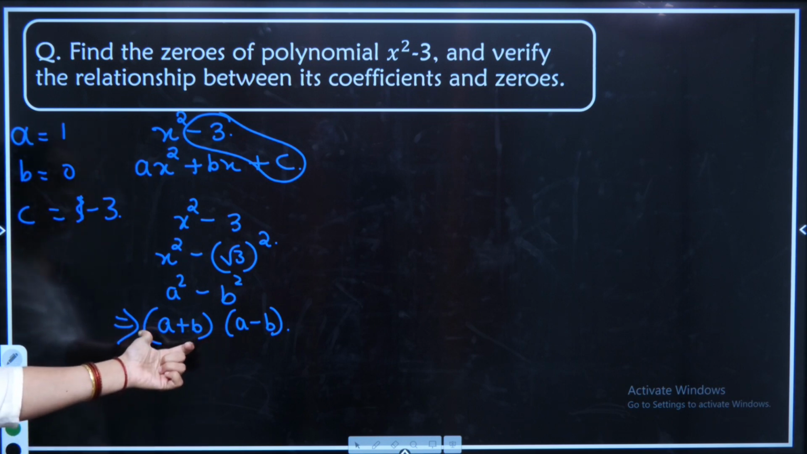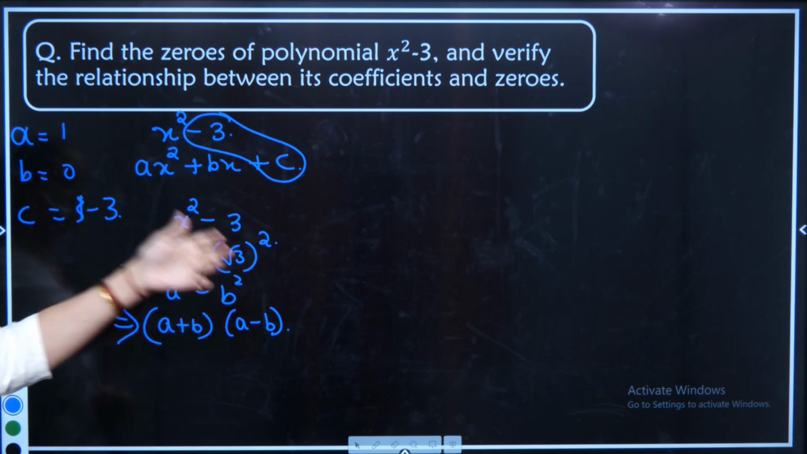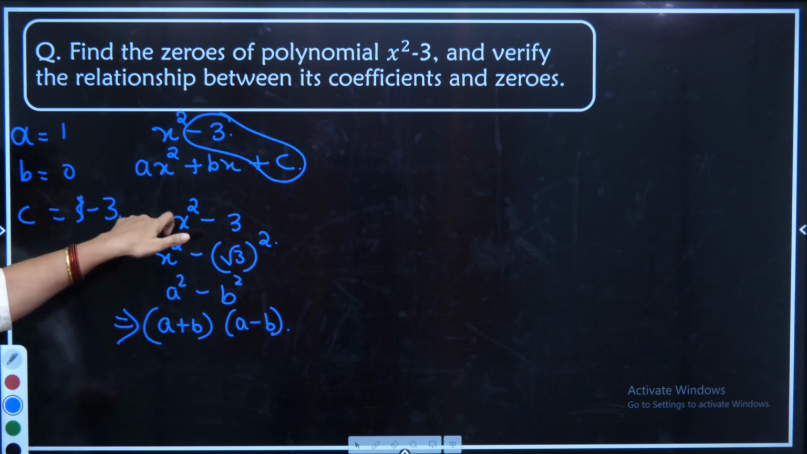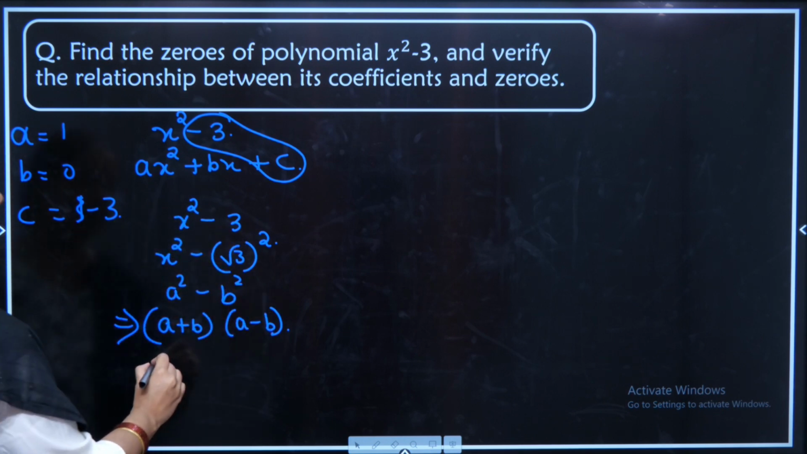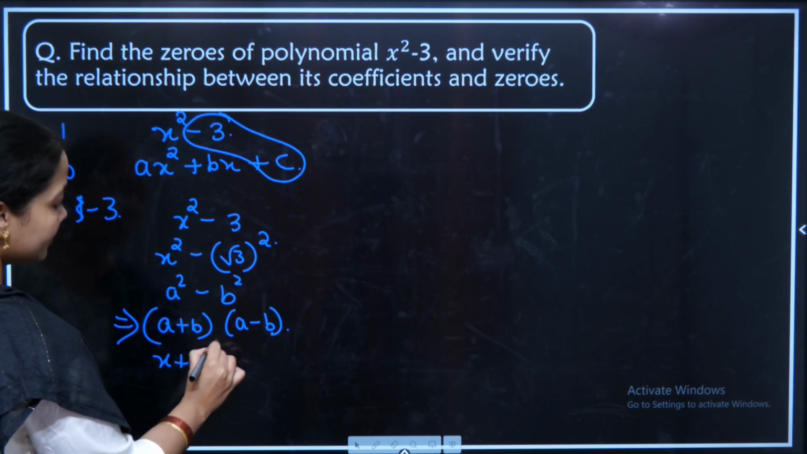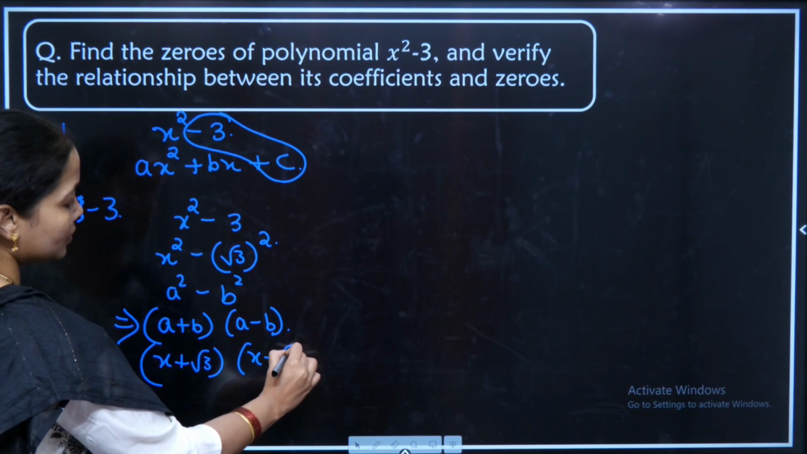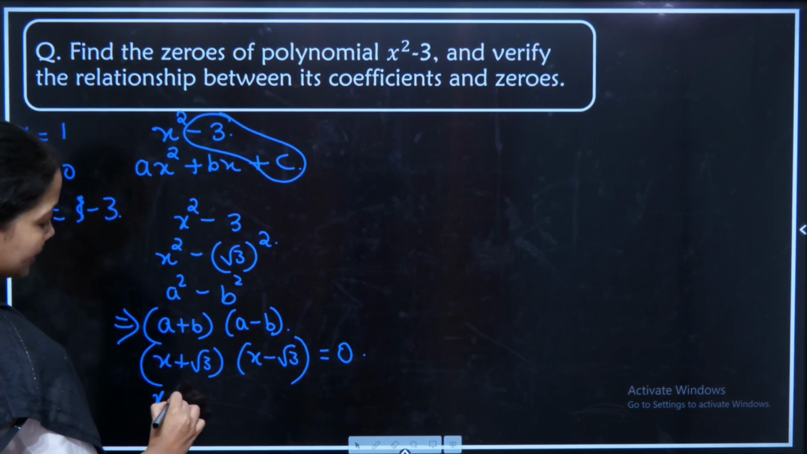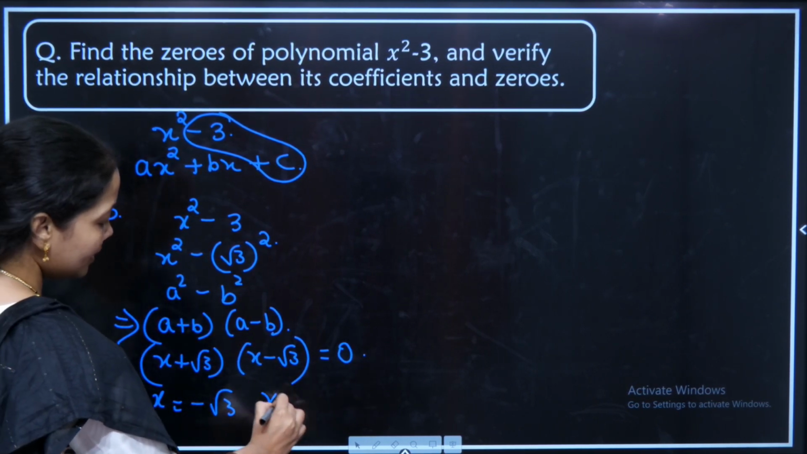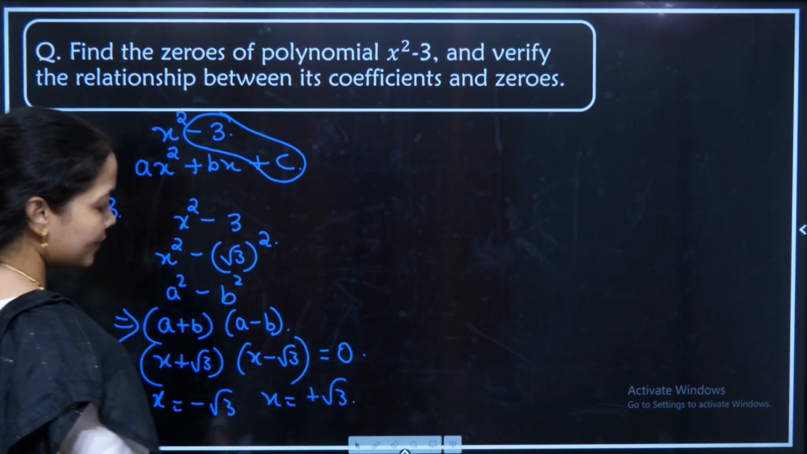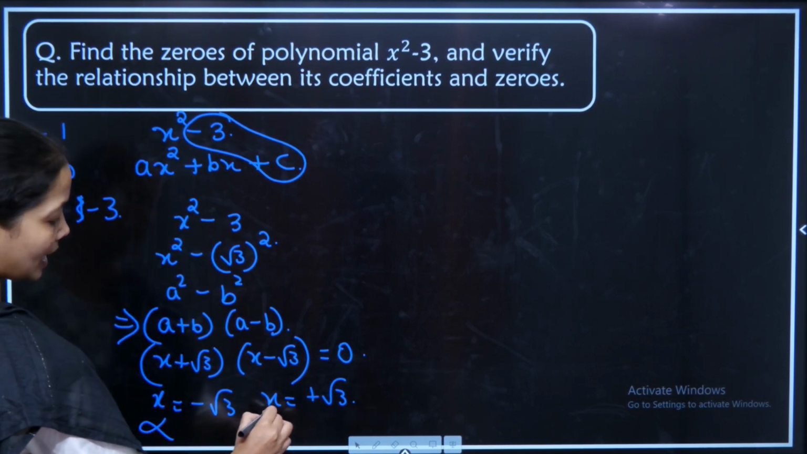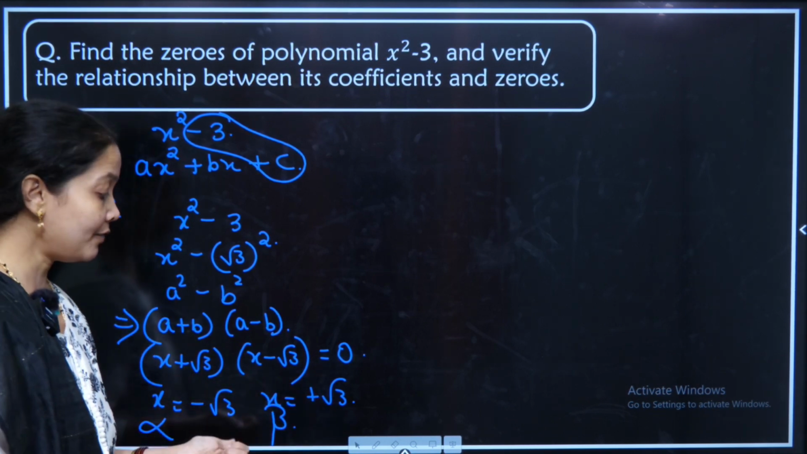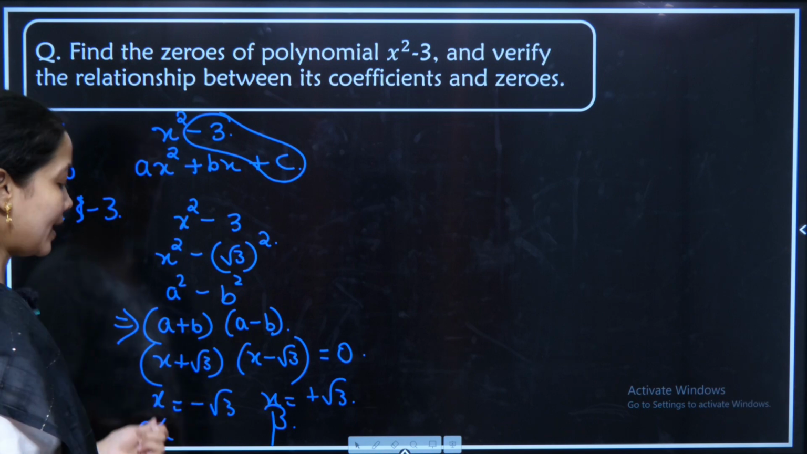In this equation, I am applying the identity a square minus b square, whose expansion is a plus b, a minus b. I have a as x and b as root 3. So this will be x plus root 3 into x minus root 3. When these are equated to 0, I get the value of x as negative root 3 and positive root 3. I will consider these as alpha and beta. Now, without splitting the middle term, we have found the values of alpha and beta.